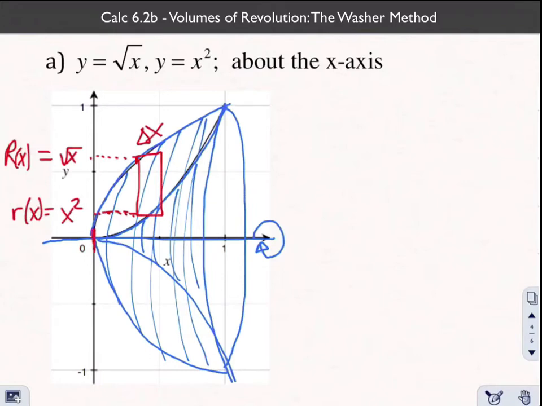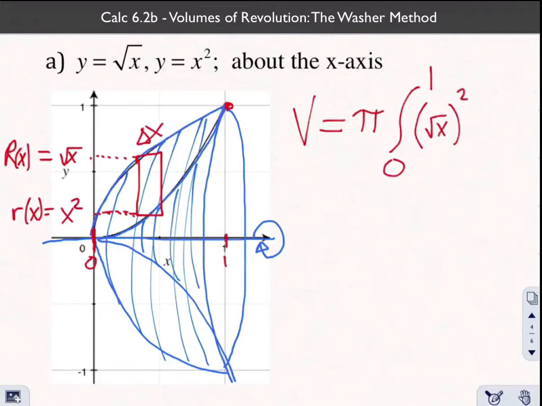Well, it's going to go from 0 here all the way to 1, and you can see that's where the two intersect. So our volume is going to be pi times the definite integral from 0 to 1 of capital R of x squared, so square root of x squared, minus lowercase r of x, which is x squared, squared, and this is going to be dx.